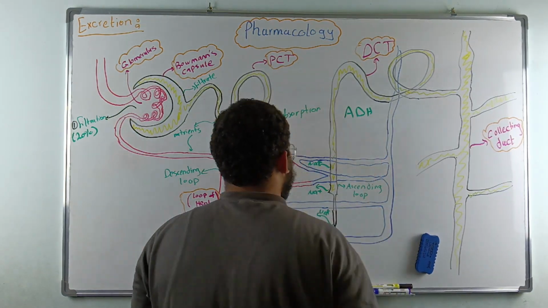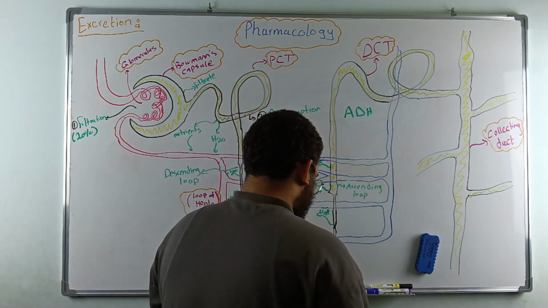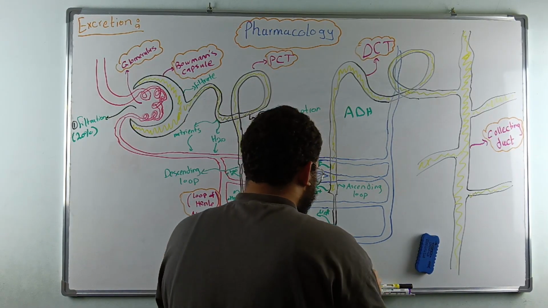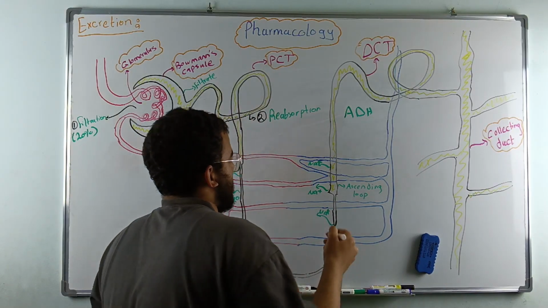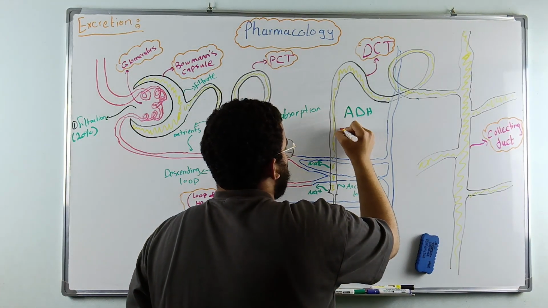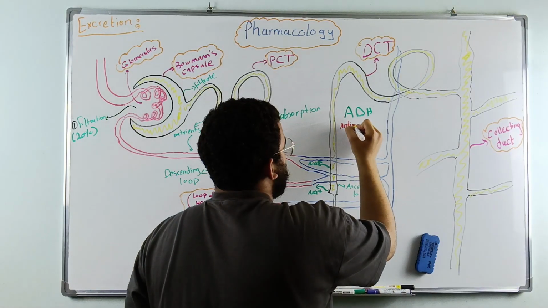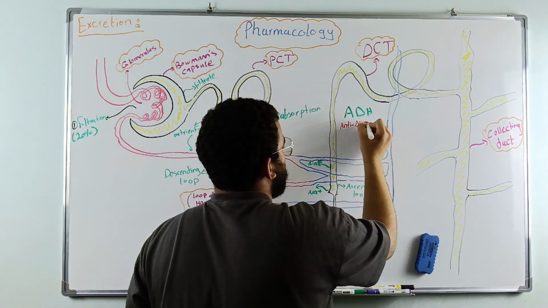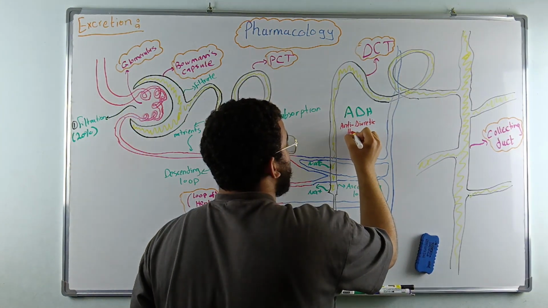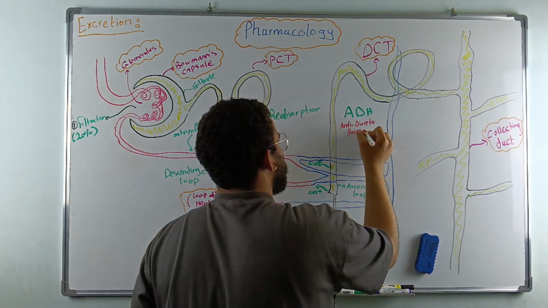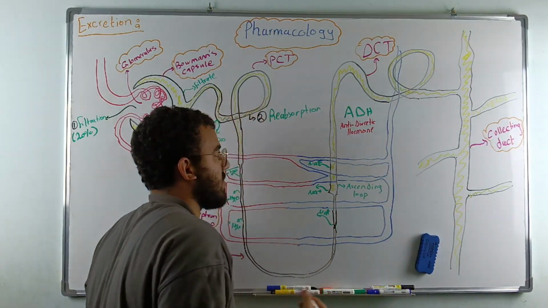ADH is an abbreviation for antidiuretic hormone. Diuretics means the drugs or the things, it could be hormones for example, that increase the output of the urine. So antidiuretic means that it decreases the output of the urine.